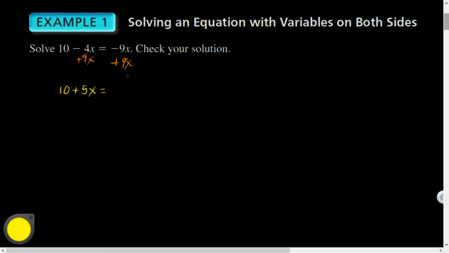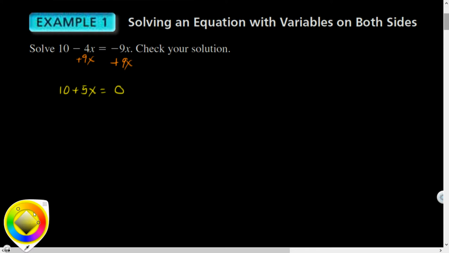And what happened over here? 0, right? There's nothing there, and we represent nothing with 0 in the land of math. And now look at this. This is just like a problem from our previous section. I've got all of my variables on one side.